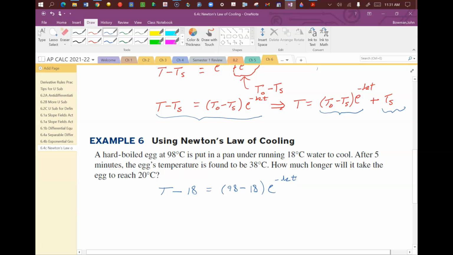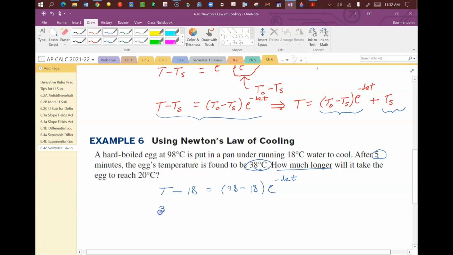Alright, so as you can tell, we have a few variables in there. Don't forget, e is not a variable. So what we're going to do is use the temperature at time 5 minutes to solve for k, and then figure out how much longer it will take the temperature to drop to 20 degrees C. Alright, so how do we do this?